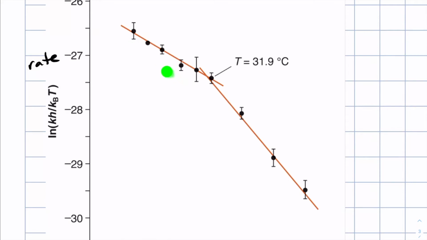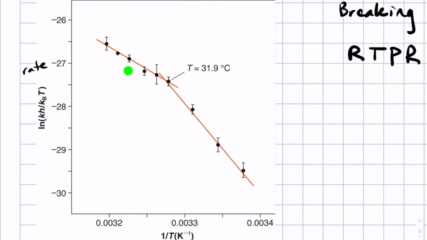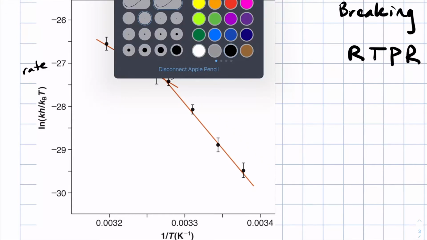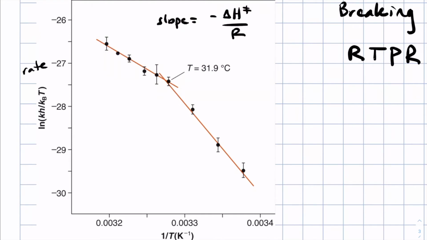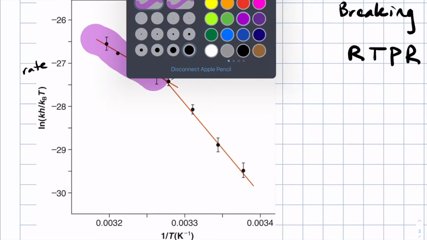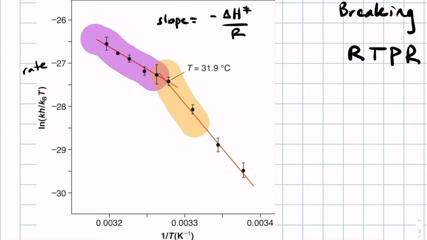You start out at higher temperature, and as you lower the temperature, and remember the body's temperature is around 37 C, so you're going from sort of regular temperatures that this enzyme might see. You get below 32 degrees, and it's almost like you see the slope change. Okay? So remember, slope equals the opposite of enthalpy over R. So let's talk about purple domain and, I don't know, orange domain.